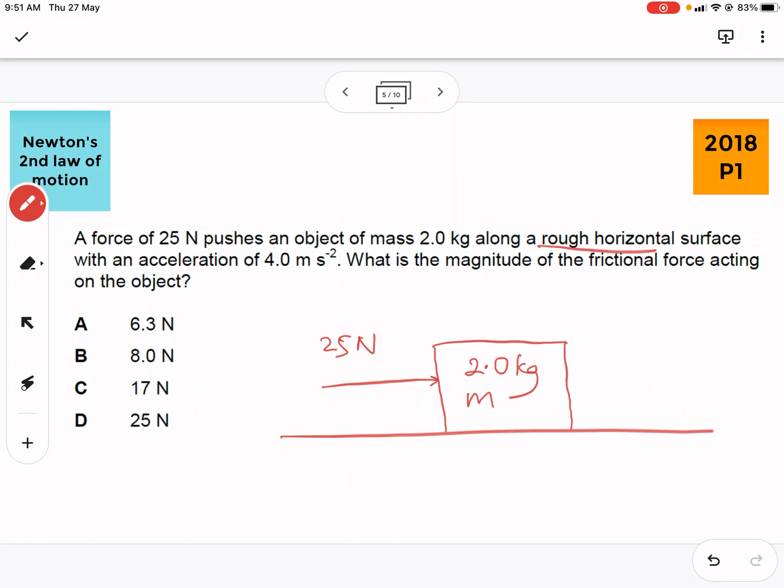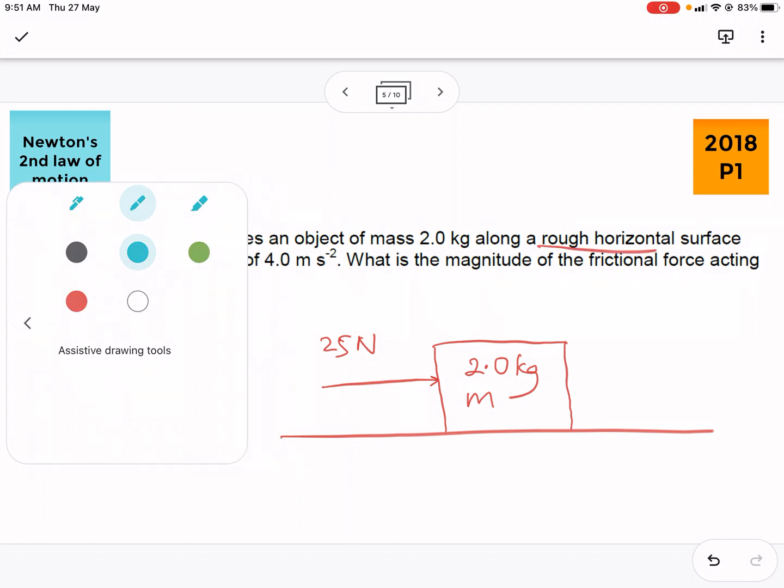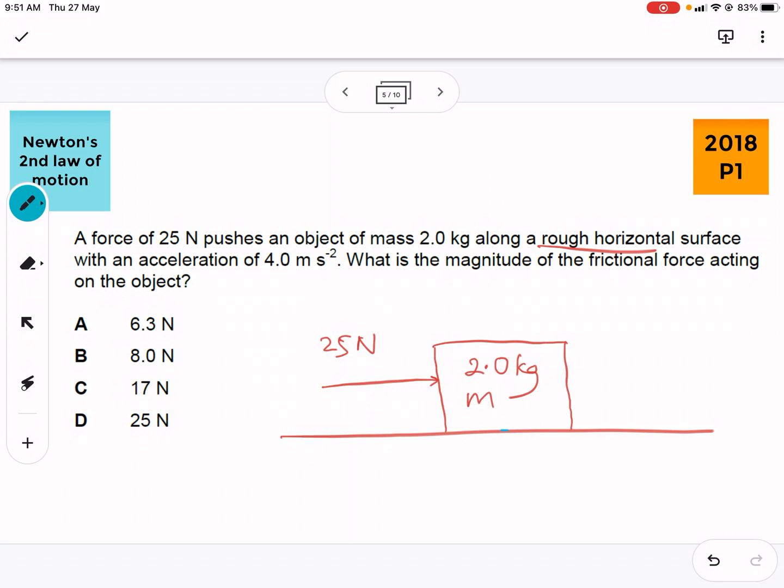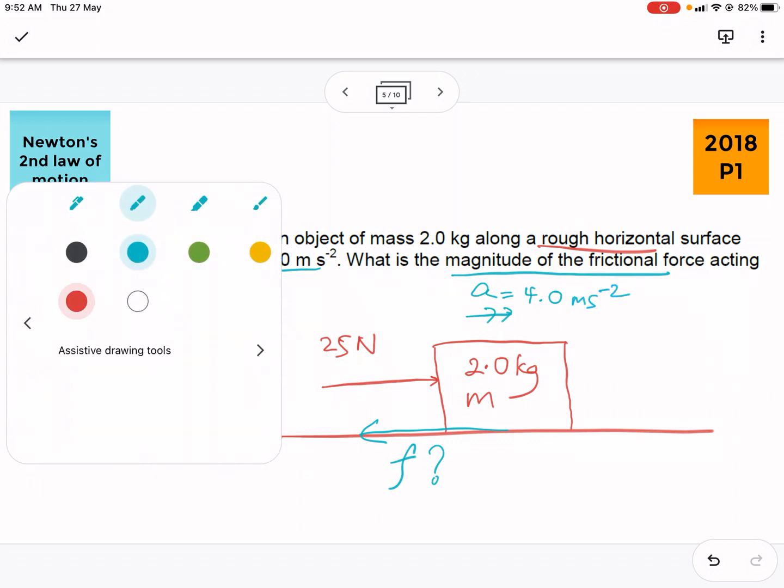So once you see a rough surface, we should be drawing the frictional force acting on it. It opposes the direction of motion of the object. In fact, that is what the question is about: what is this frictional force when the object is moving with an acceleration of 4 meters per second squared? So we should also indicate the direction of acceleration, 4 meters per second squared. And that's all the information that we have.